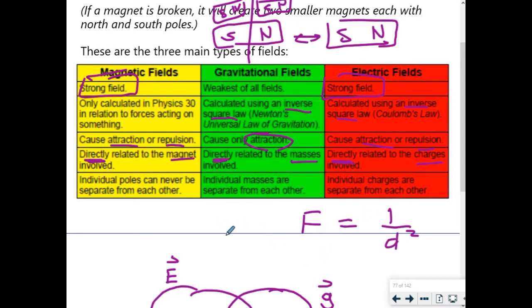And then here's the last one. We kind of talked about it. The masses can separate. The charges can separate. But can you separate individual poles from each other? No. And again, I'm not talking about two different magnets. I'm talking about cutting a magnet in half. You can't just rip off a south pole. So, pretty good on that.